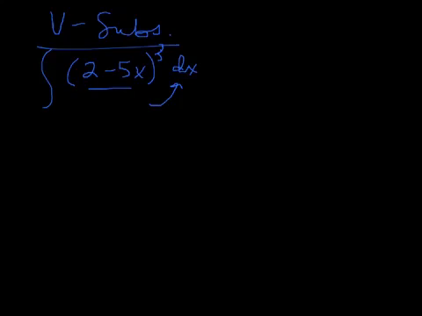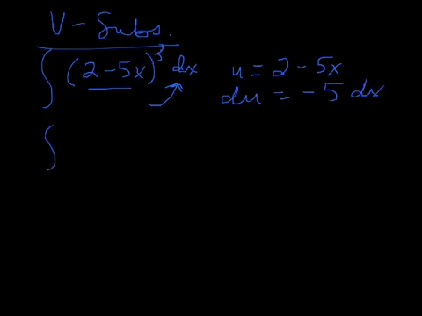Like this problem right here, the derivative of what's inside is -5 dx. I don't have any other variables, and I have just that little dx sitting there. So that would be the perfect u substitution right there: just take what's inside the parentheses, set that equal to u, and then do the derivative. And sometimes it's a little bit disguised.